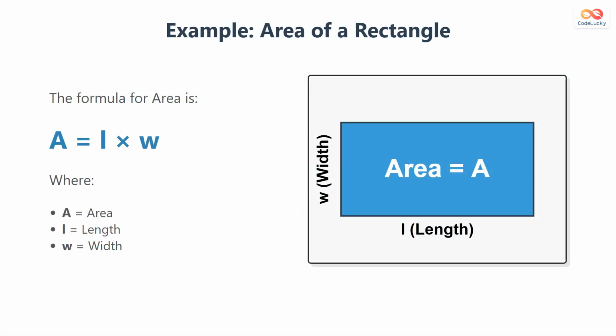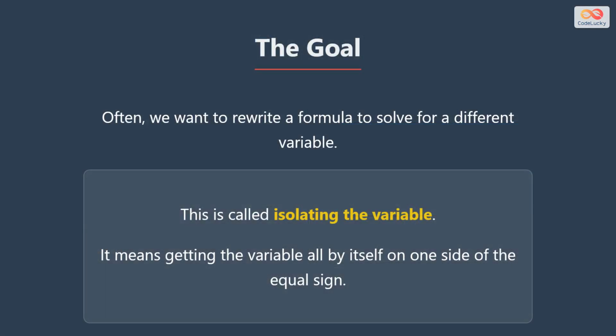Let's look at a concrete example. Here is a rectangle. We know the formula for its area is A equals L times W. A stands for area, L stands for length, and W stands for width. Usually, formulas are set up to solve for one specific thing. But what if we know the area and the length, and we want to find the width? Our goal is to isolate the variable we want. This means getting it all by itself on one side of the equal sign.